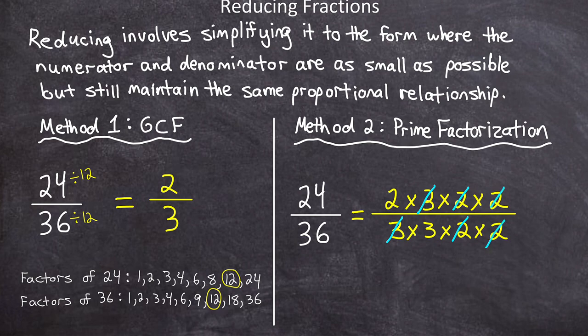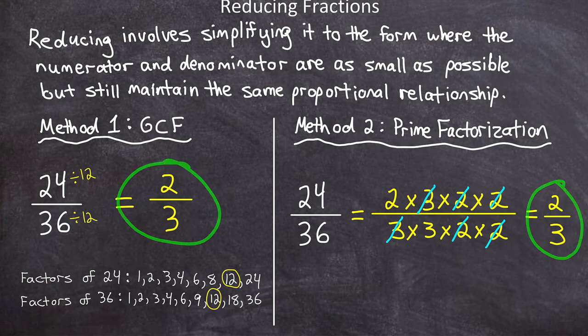So notice all we have left in the numerator is 2, and all that we have left in the denominator is 3. So this fraction would equal 2 over 3, which is the exact same answer that we got using the greatest common factor method.